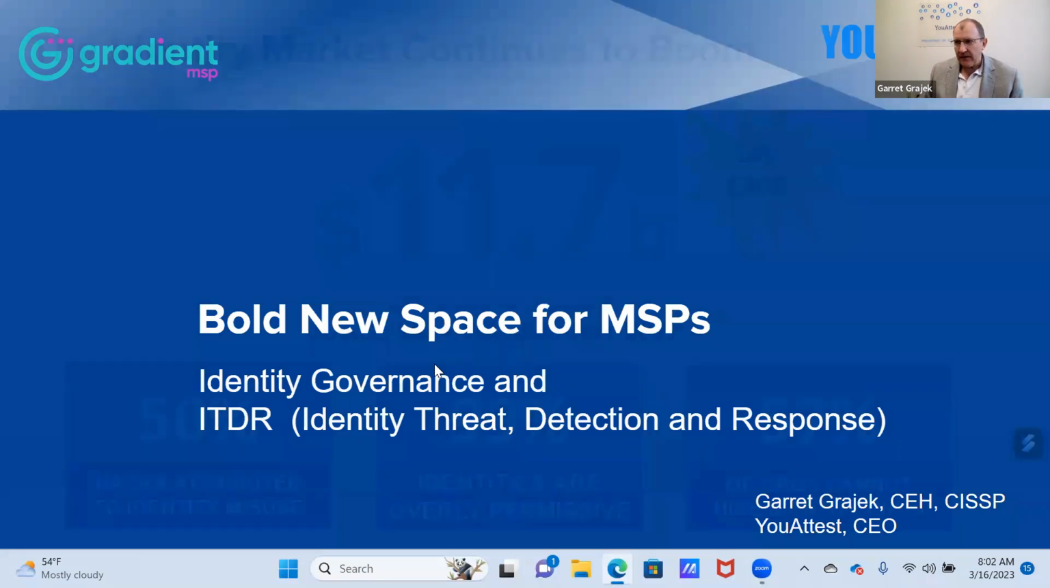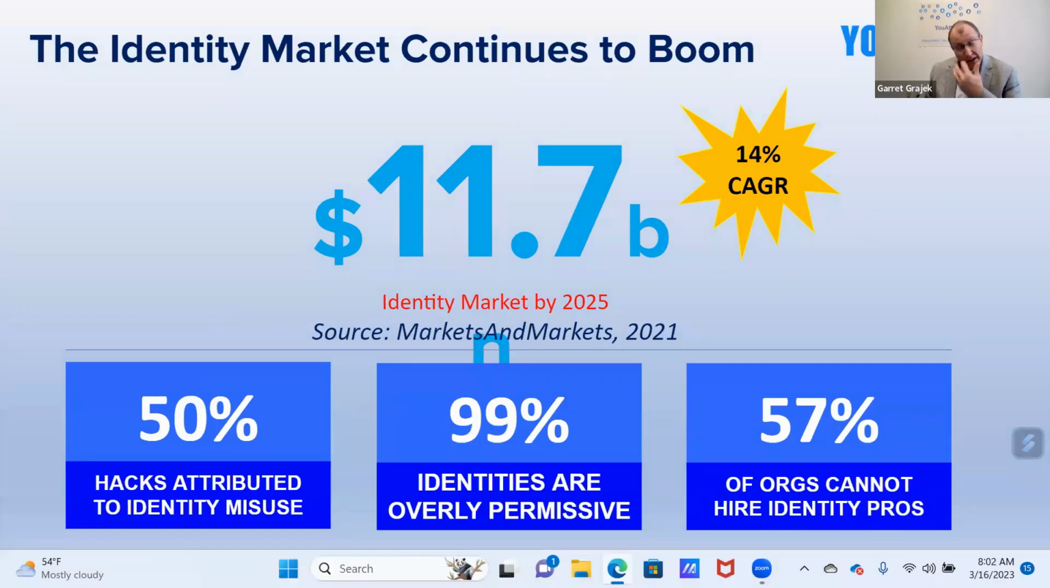Next. First of all, why do you care? You care because there's a big market, and some number between 50 and 70% of all hacks start with identities. Identities are a problem. They're a problem for enterprises. A Palo Alto survey says 99% of cloud permissions are overly permissive. And the last one that should have your attention as an MSP, almost 60% of staff of these enterprises out there can't hire the right staff for these. Okay, next.